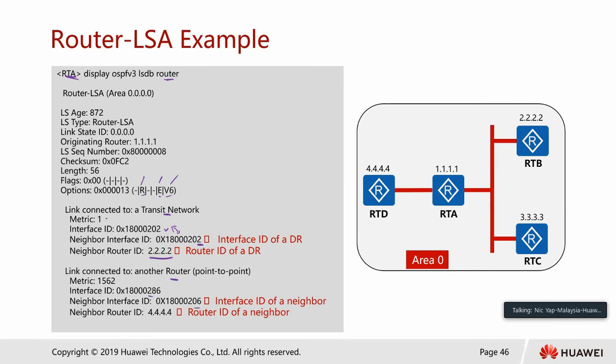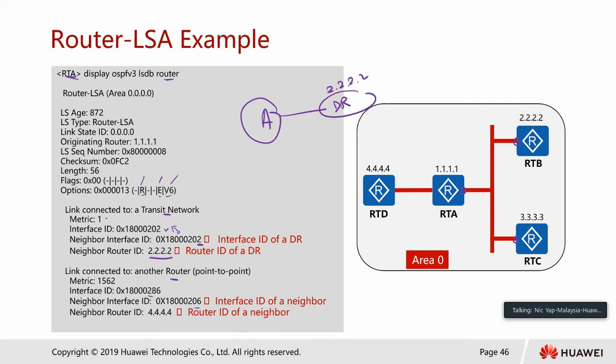So far, okay. So that can be the same. The interface ID is just randomly generated based on the interface that you have. Which interface they're using, they come up with the interface IDs. So at least based on this router LSA, I know that on my router A, I am connected to a DR, and the DR router ID is 2.2.2.2. This is what I know.